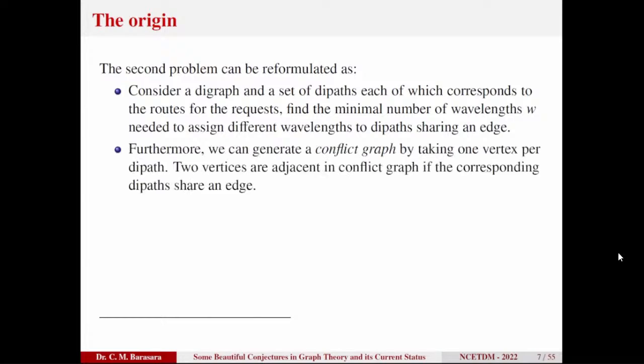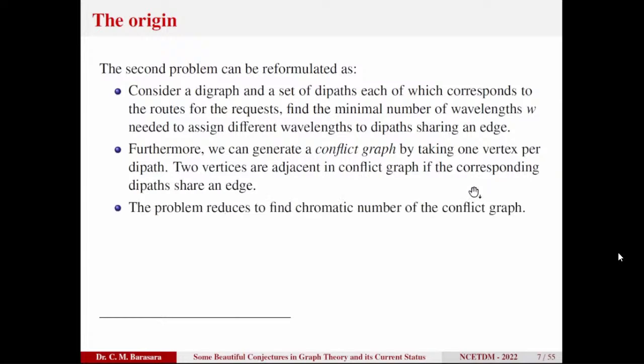And if we generate a conflict graph, taking one vertex per dipath, and two vertices are adjacent in the conflict graph if the corresponding dipaths share an edge, then considering this undirected conflict graph only, the problem 2 reduces to finding the chromatic number of the conflict graph.